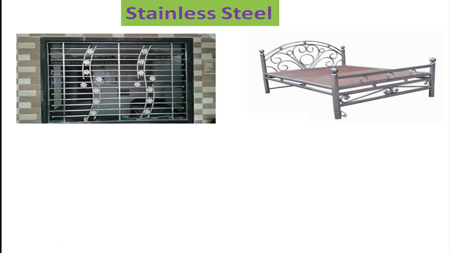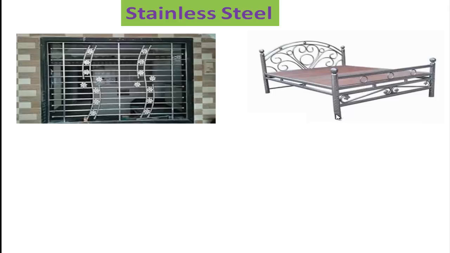Now my dear students, follow this picture. Can you guess anything? What is the picture of it? This is a window grill picture, isn't it? Follow the other picture. This is a bed. But in both pictures, a common material is used in making this window grill and this bed. Can you say what this material is? Yes, this is stainless steel.